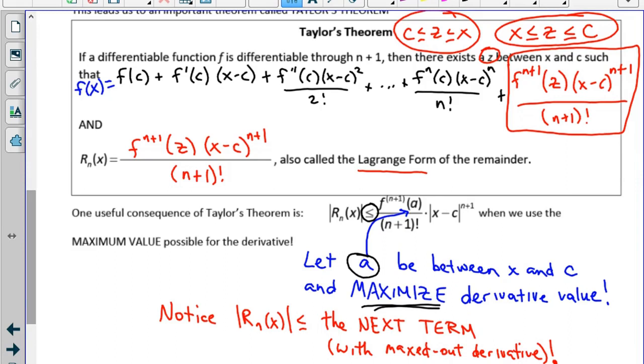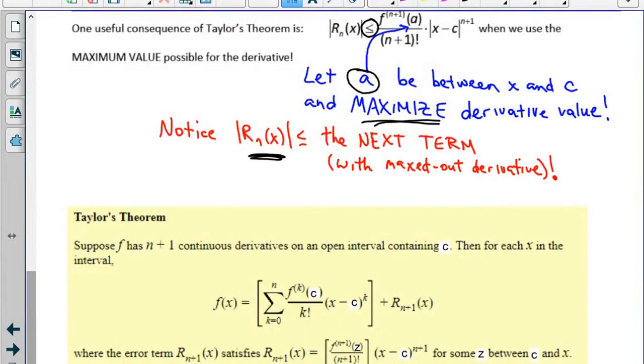So notice, though, that this error term is always less than or equal to the next term. So that ends up making this practically pretty nice to find. All we have to do is take the next term in the polynomial. So if we have a fifth degree polynomial, we just look at the sixth degree term, or in a sine or cosine case, the seventh degree, 2 away, whatever the next non-zero term is. And that's the maximum error that we have, as long as we replace what the derivative is at c with the biggest possible derivative that we can have.